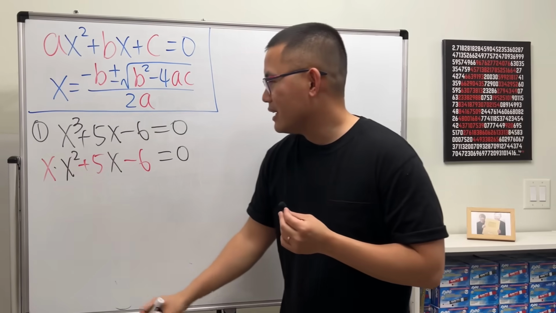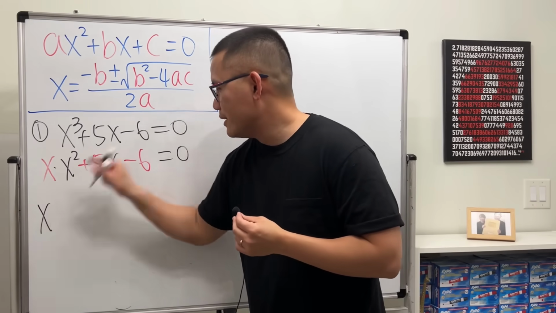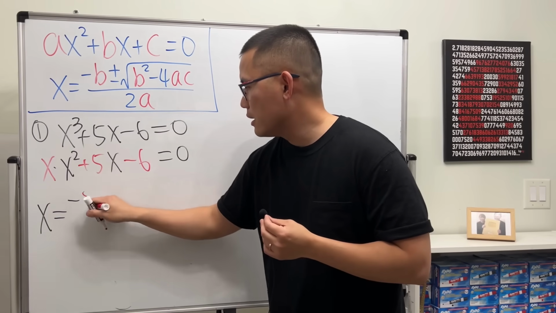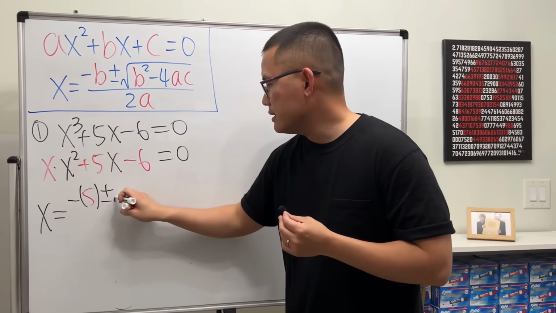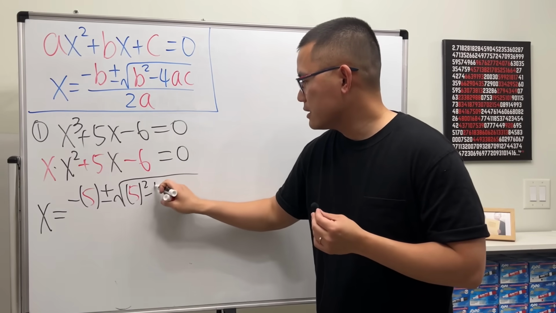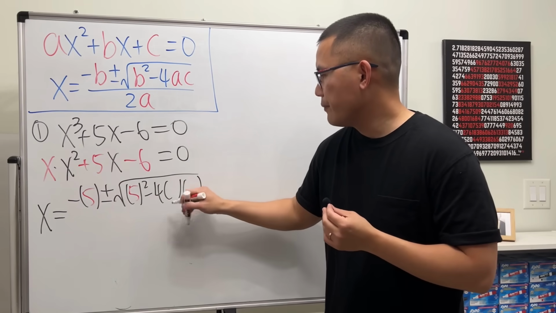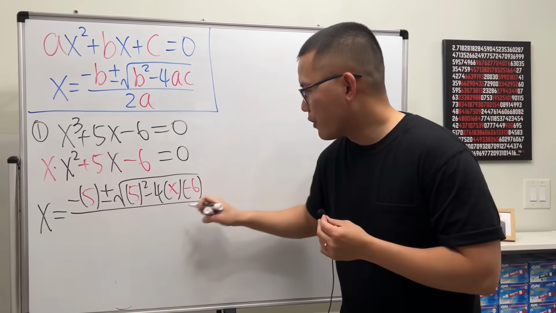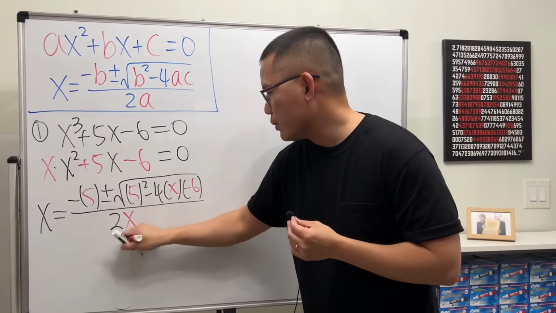Let's take a look. By the quadratic formula, it should give us x equals negative b plus or minus the square root of b squared minus 4ac, where a is x and c is negative 6, all over 2 times a, which is x.